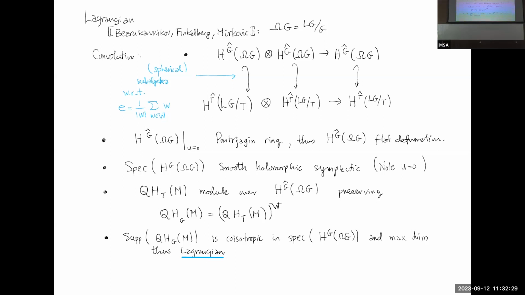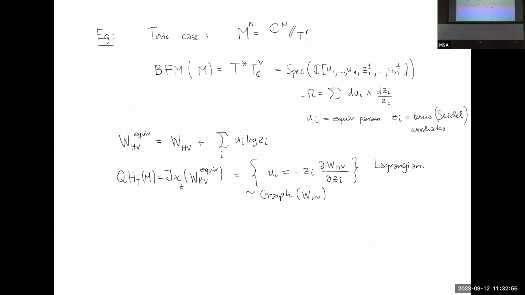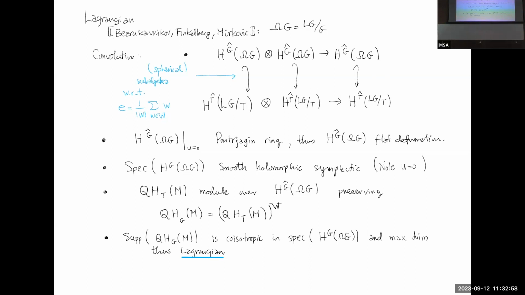So the spectrum of H^G(ΩG) is a smooth holomorphic symplectic variety. The equivariant homology of M with respect to T is a module over that particular ring, and it's preserving. And again, I put the hat in there. You should remove the hat in this one. So it preserves the Weyl invariance.